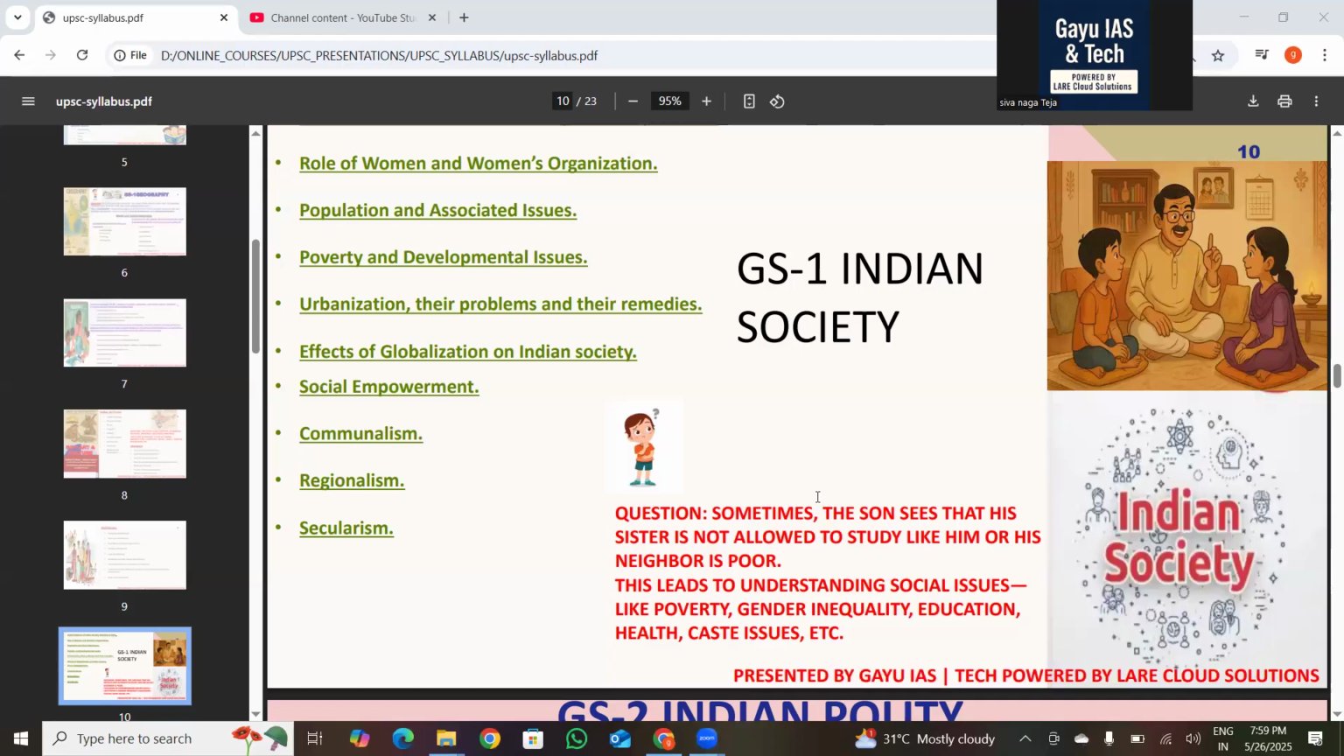This is also very important. It is interlinked to GS paper 2 in social justice, and you'll also study it in governance. In governance, you'll study the policies and initiatives taken, like women empowerment initiatives. And in polity, the constitutional rights given to SCs, STs, and other backward classes will be studied.